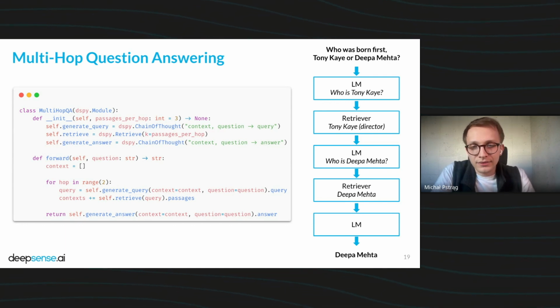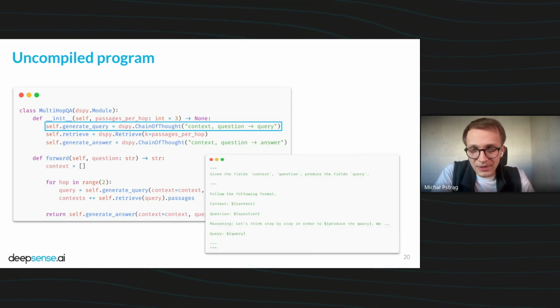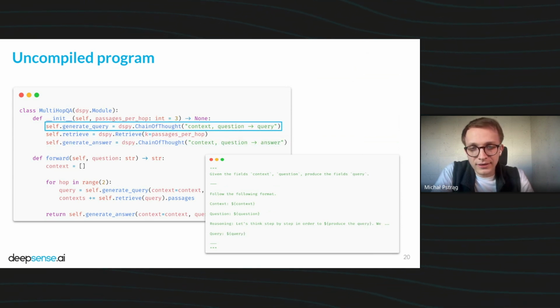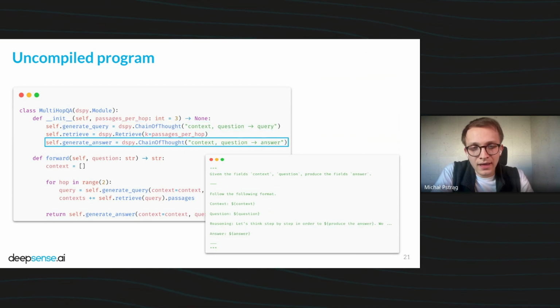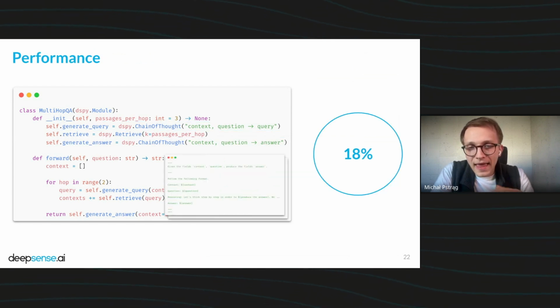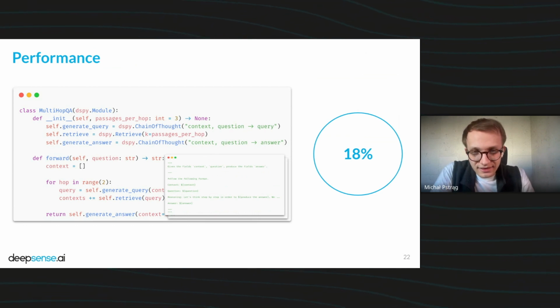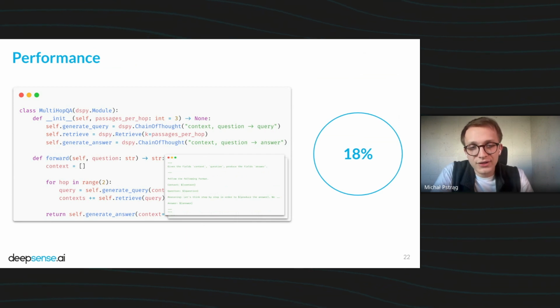And yes, so the uncompiled program without any optimization looks like this. So nothing new, just simple prompts bootstrapped by DSPy. The only difference is just the output part. In the first prompt, we want the query. In the second prompt, we want the answer. And when we run the evaluation on this pipeline using the exact match metric, we will get 18% performance, which is really, really bad, I think. But this is what we expect, because it's just a simple thing with Bootstrap, just a few lines of code. So we don't expect any fancy things.